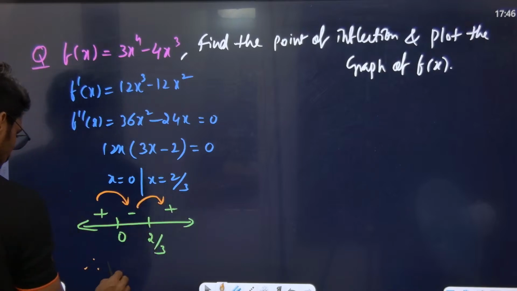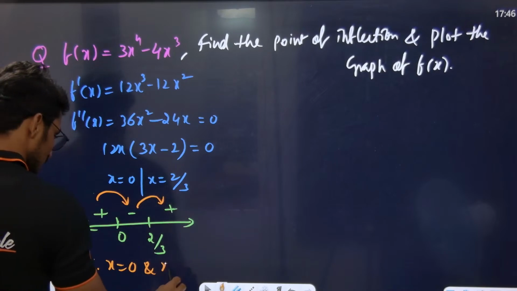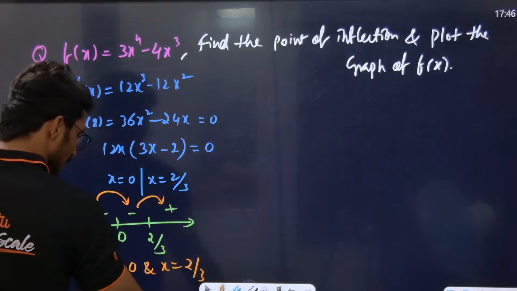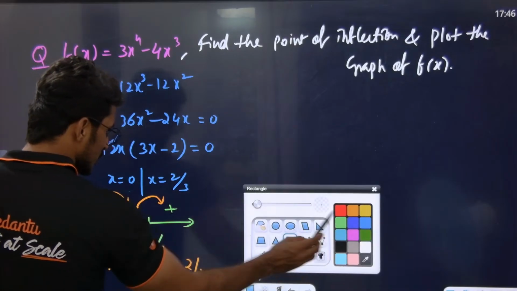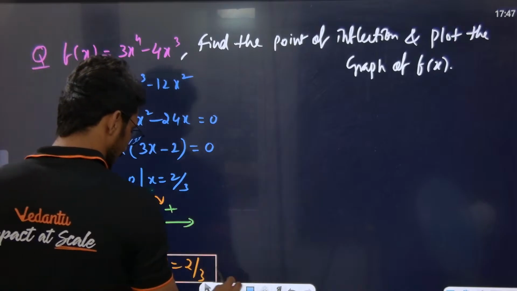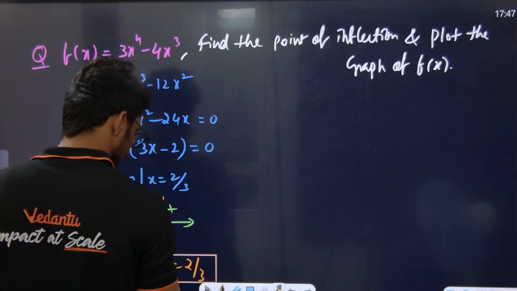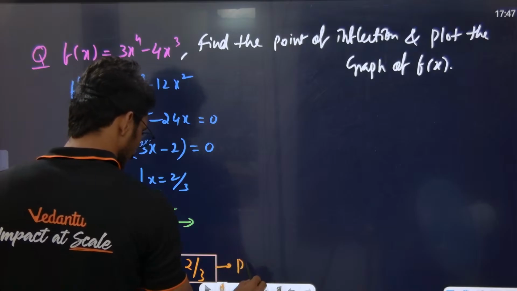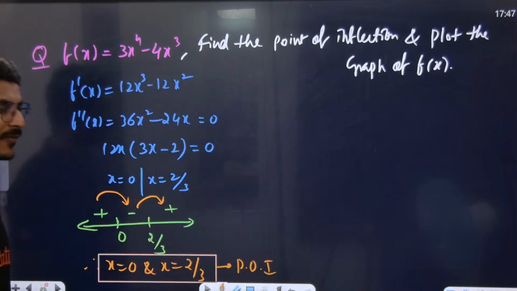So therefore x is equal to 0 and x is equal to 2 by 3 are points of inflection. Hope everybody is getting the point. These are points of inflection.